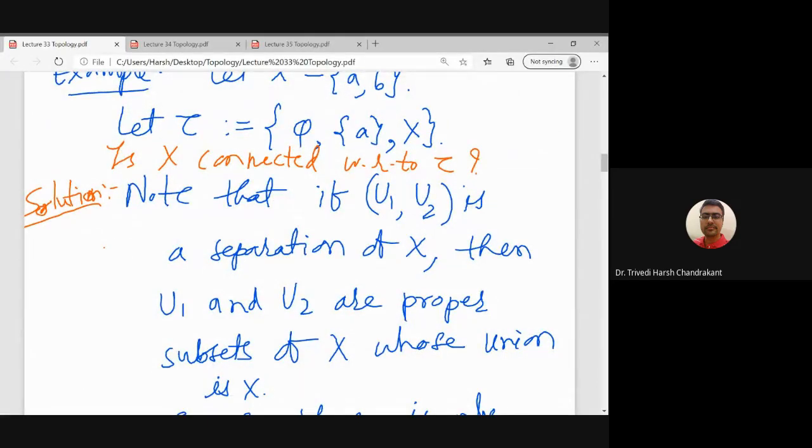In this example, we discussed a two element set with this particular topology is a connected space, but the same set with discrete topology is a disconnected space. So connectedness depends on the topology.